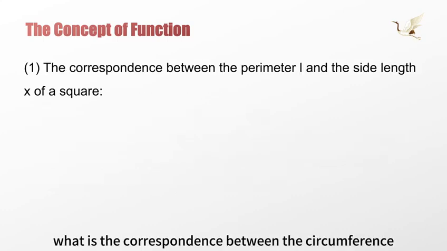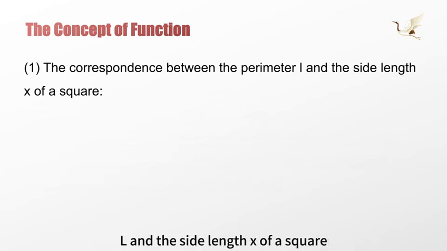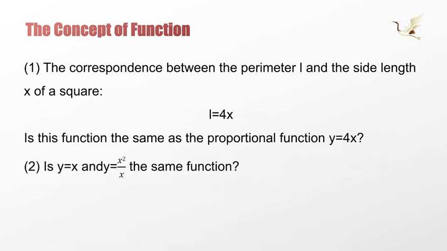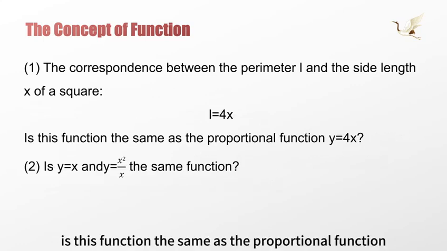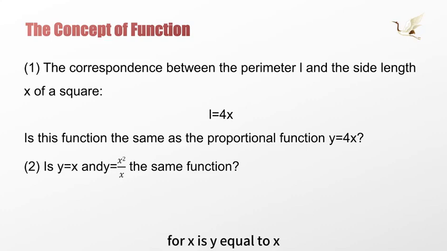First, what is the correspondence between the circumference L and the side length x of a square? To express it as a function, L equals 4x. Is this function the same as the proportional function y equals 4x? Is y equals x and y equals x squared divided by x the same function?